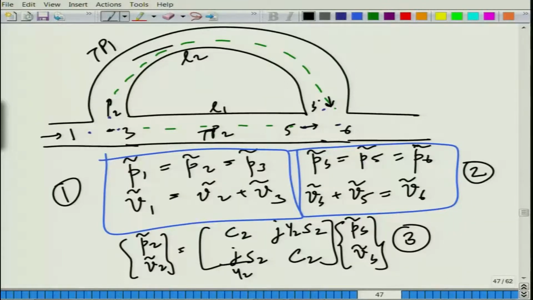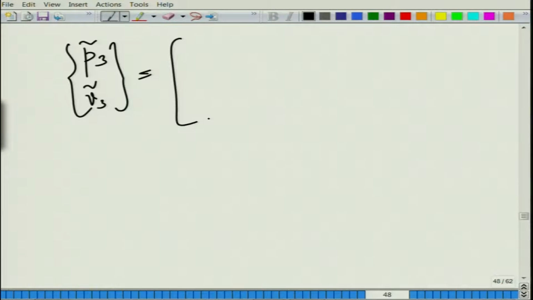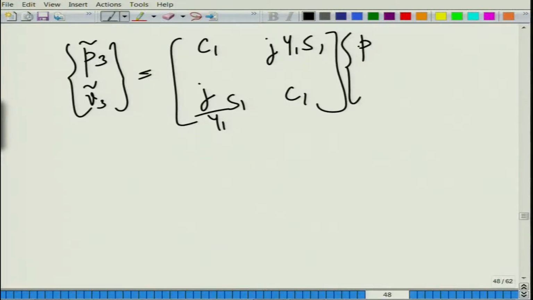Okay. Now, the transfer matrix that relates 3 and 5 would be something like this: P3 and V3 tilde is equal to what? C1, jY1S1, j by Y1S1, and C1. Okay. And this is P5 and V5. So, we have now the relevant number of equations, let me call this as 4.